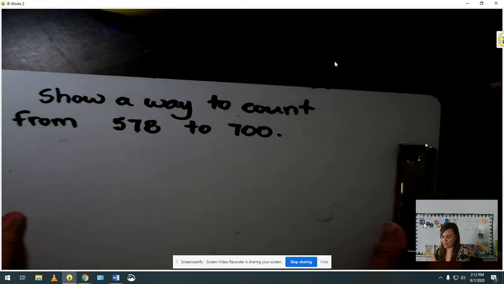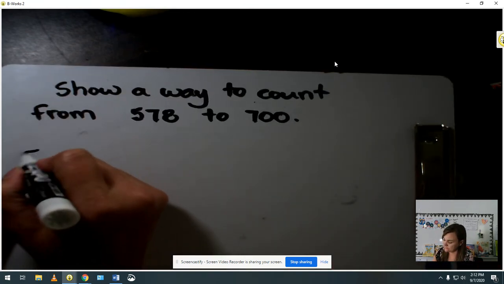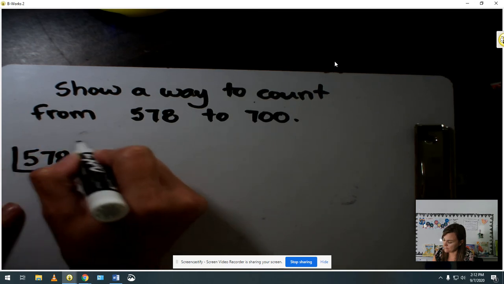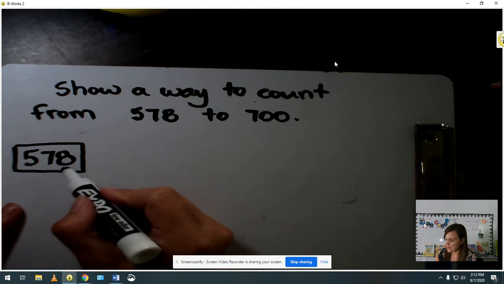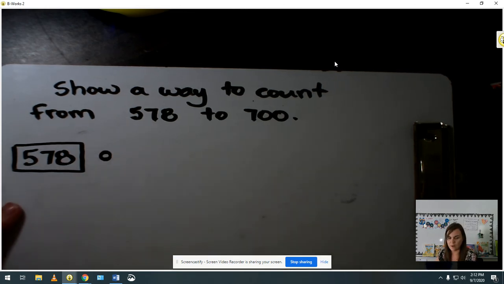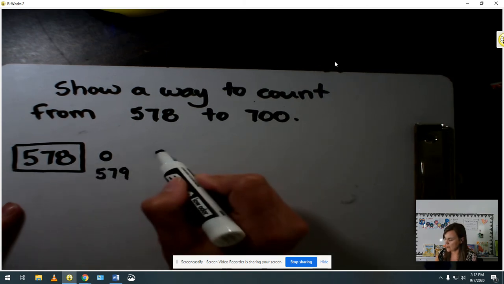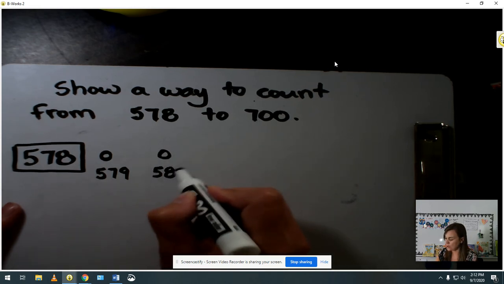Let's show a way to count from 578. This time I'm going to just box the number, but I am going to draw the units as I go because that helps me realize when I've switched counting units. So again, I have 8 in the ones place, so I'm going to go one more to make this 579. Another one more makes it 580.